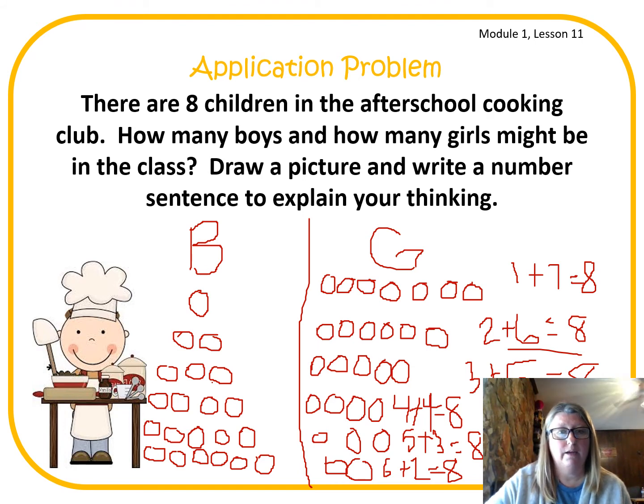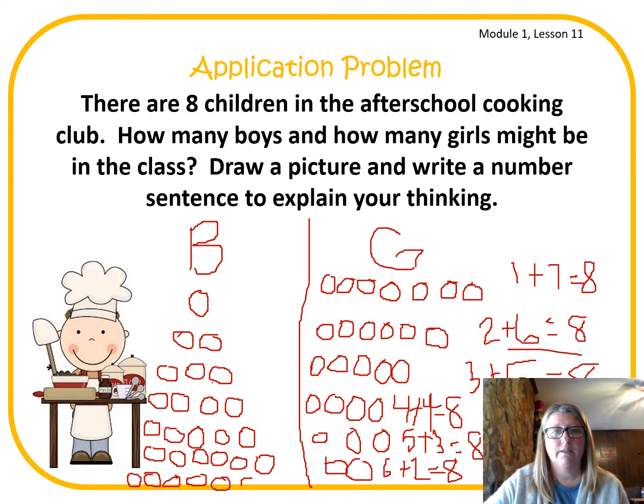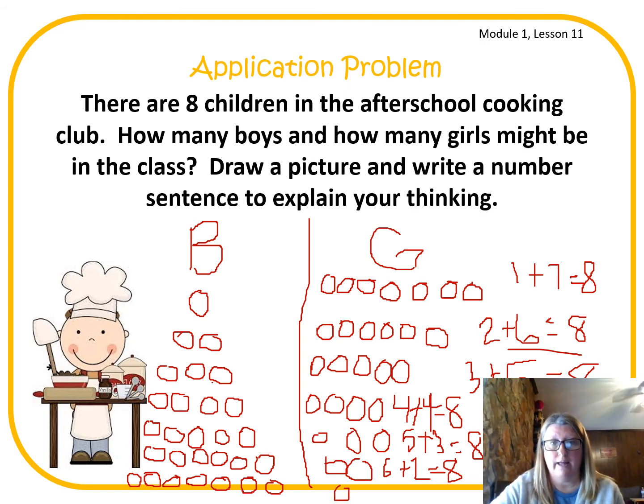Okay? And let's see if there were 7 boys in the class. So 1, 2, 3, 4, 5, 6, 7. If there were 7 boys in the class, so 7, 8. There would only be 1 girl in the class. And that number sentence would be 7 plus 1 equals 8. And you notice here, 1 plus 7 equals 8. 7 plus 1 equals 8. That again is a turnaround fact.